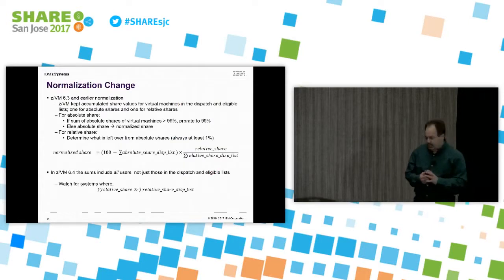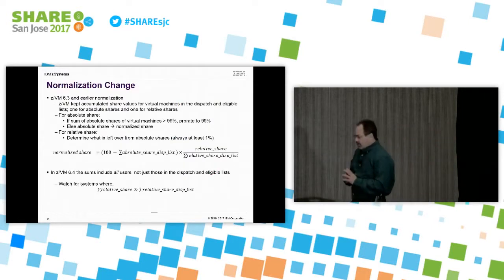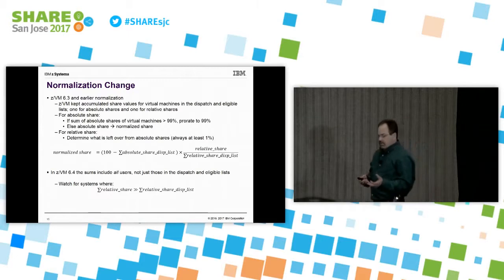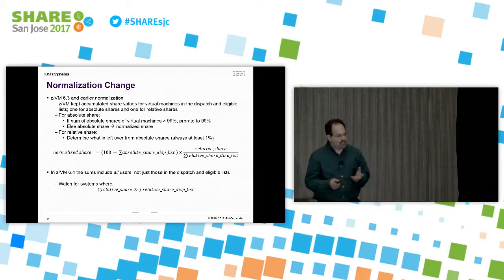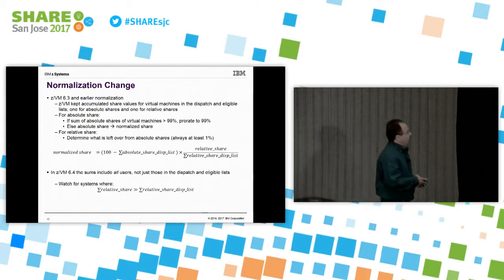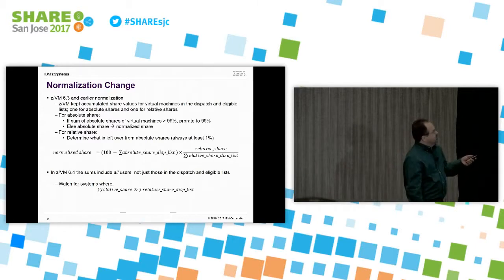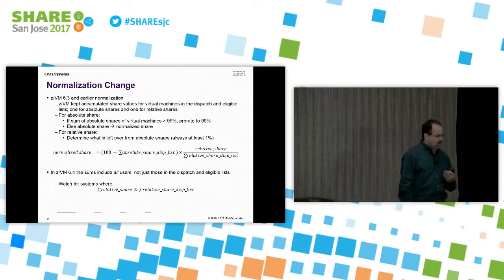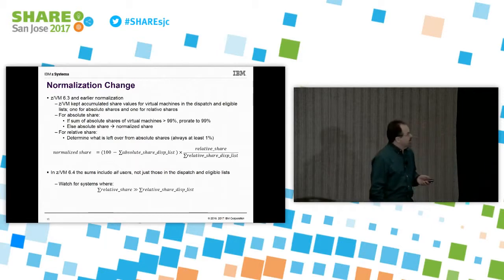So a little bit more on the normalization. In 6.3 and earlier, as I mentioned, the share values were computed only for virtual machines that were in the dispatch ineligible list. And, well, you see the details here. If the absolute shares was greater than 99, it was prorated to 99%. So there was always some share available for the relative shares.